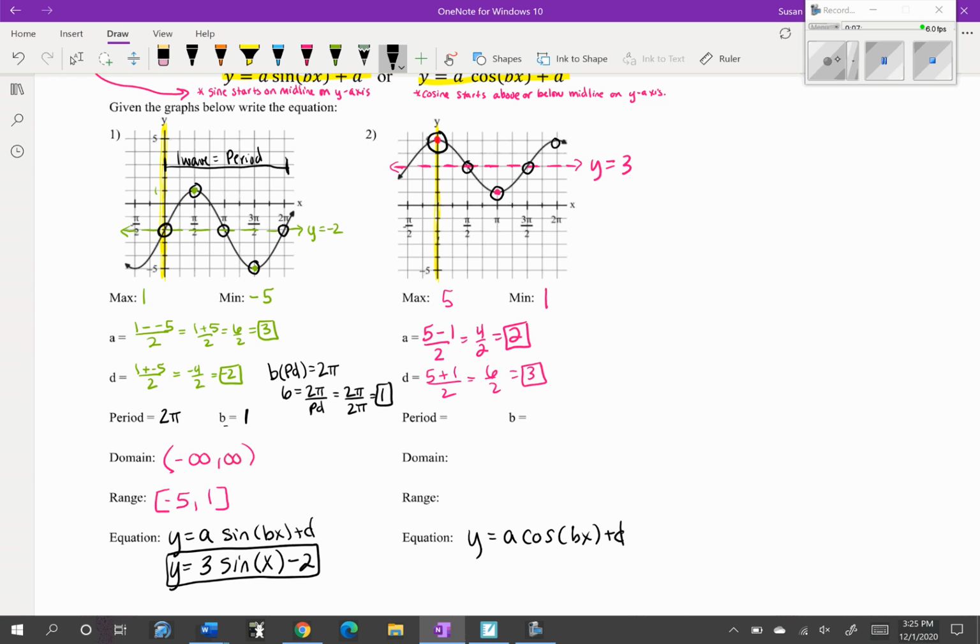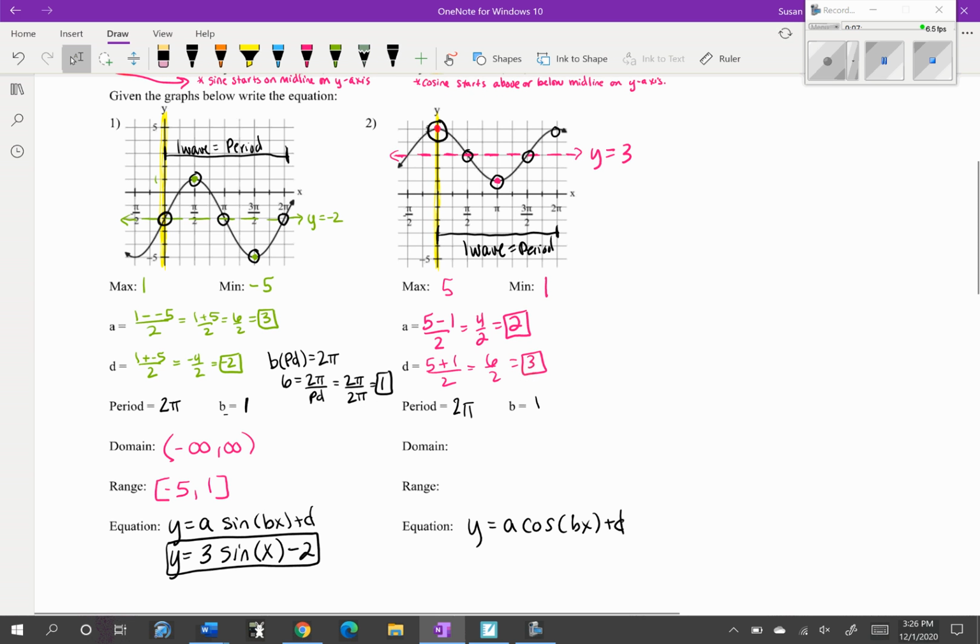So you can see from here to here is one wave, which equals the period. And again, it is 2 pi, which we just did in the last problem, which tells us our b value is 1. So now I can write my equation. Because the cosine graph is starting above the midline, that tells us we are not using an a value that's negative. If it was starting below, our a value would be negative. So we get y equals our amplitude, which is 2, times the cosine of b, which is 1, so times the cosine of x, plus our midline, which is 3.